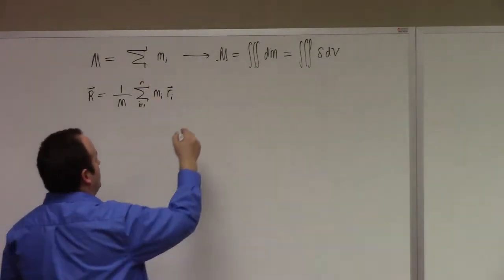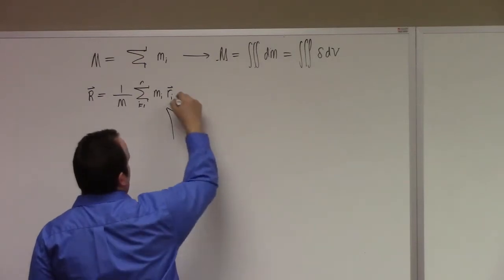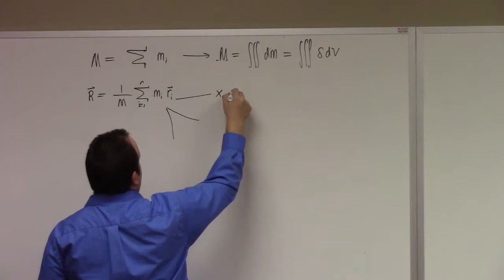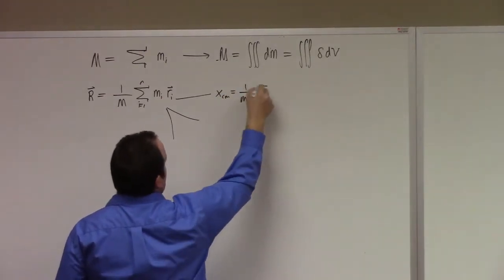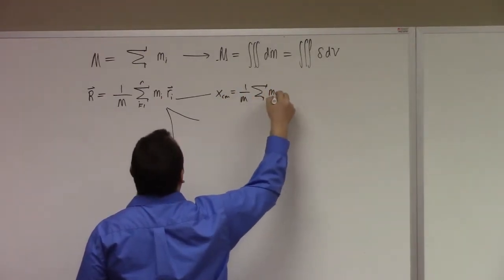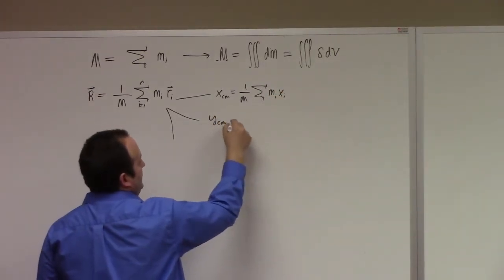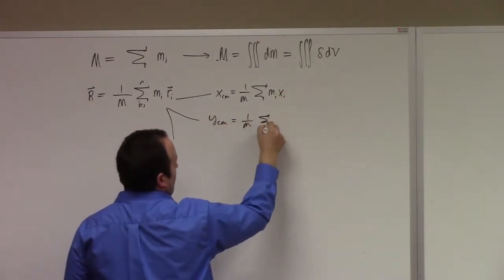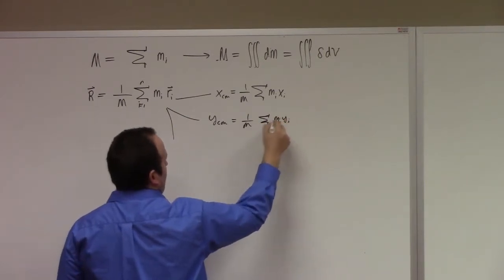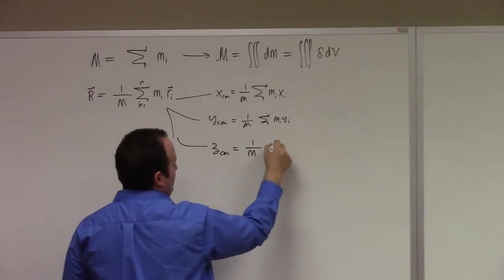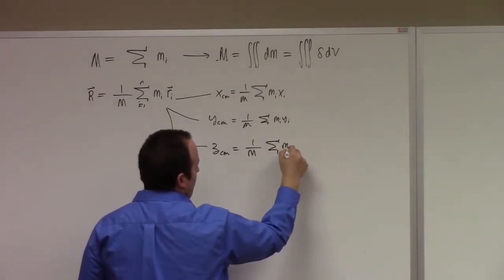Now, when you look at it in x coordinates, the x center of mass is 1 over the total mass, the sum of m sub i, x sub i. And the y center of mass is 1 over the total mass, the sum over m sub i, y sub i. And the z center of mass is 1 over the total mass, the sum over m sub i, z sub i.